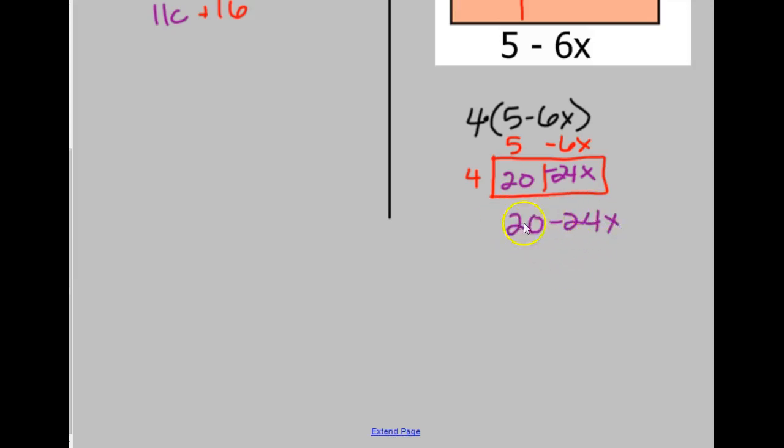You cannot combine these together because one has an x and one does not. If you wanted instead to write -24x plus 20, that would be the same thing.